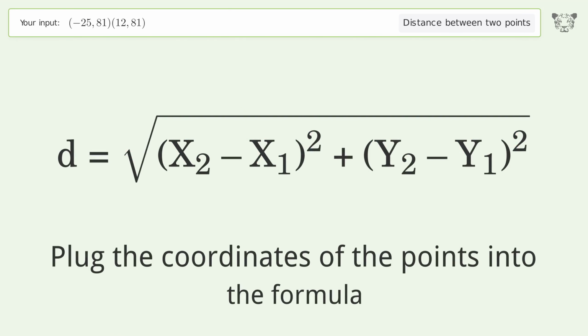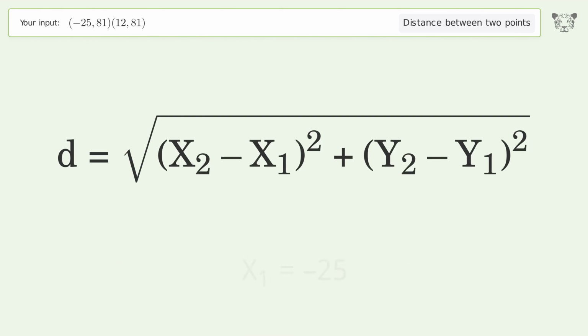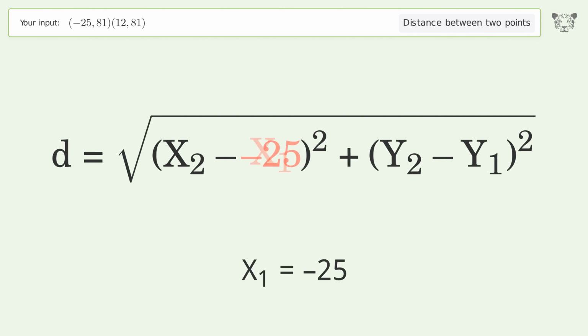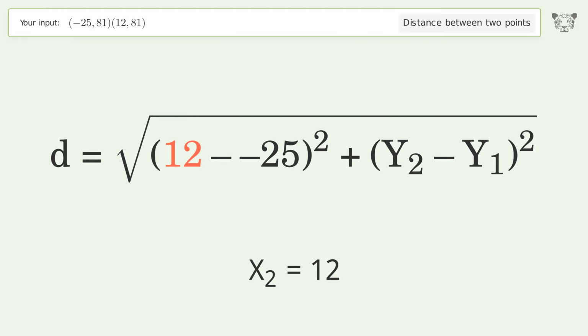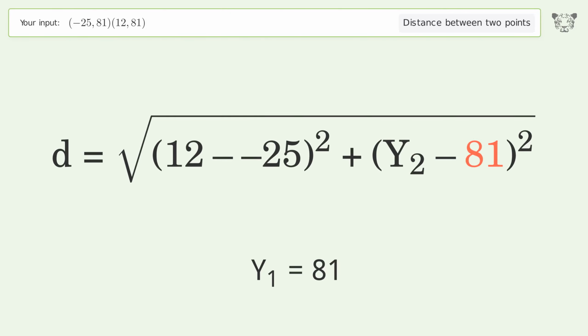Plug the coordinates of the points into the formula. x1 equals -25. x2 equals 12. y1 equals 81. y2 equals 81.